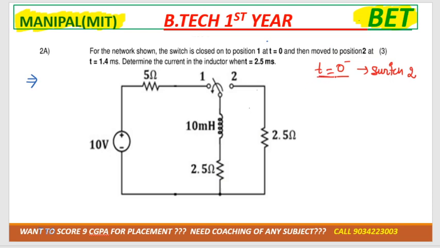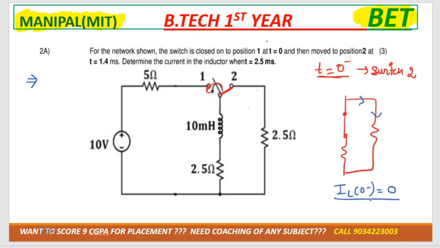See at t equals to 0 minus, it is connected to 1, so where will it be connected at 0 minus? At 2, right? Inductor will be replaced by a short circuit and resistor as it is, right? So that means there is no source over here, and no source means no current will flow, correct? If no current will flow, then in that case IL of 0 minus is equals to 0 only, correct? So IL of 0 minus is equals to 0.